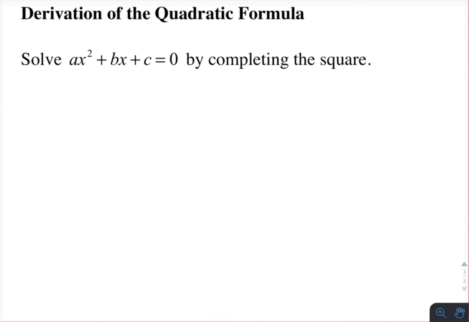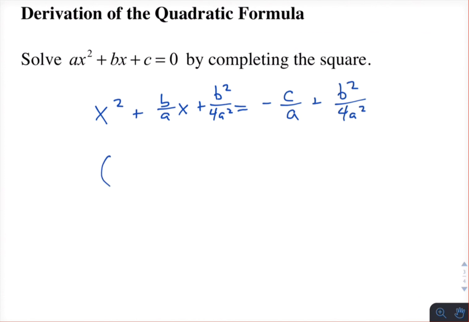So the first thing we have to do is divide by a, and move the c over as well as divide by a. So there we go. So now, remember to complete the square, we're going to take half the middle term, so half of b over a is b over 2a, and we're going to square that. So that is b squared over 4a squared. And we have to add that to both sides.